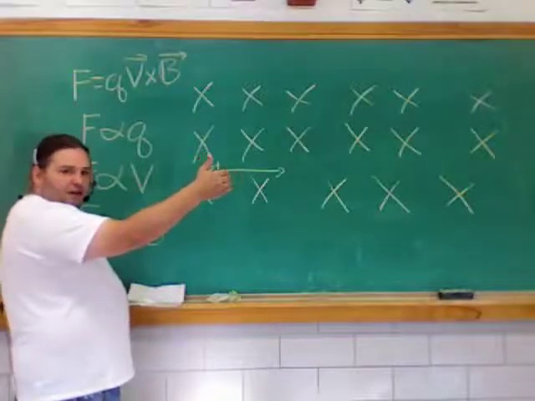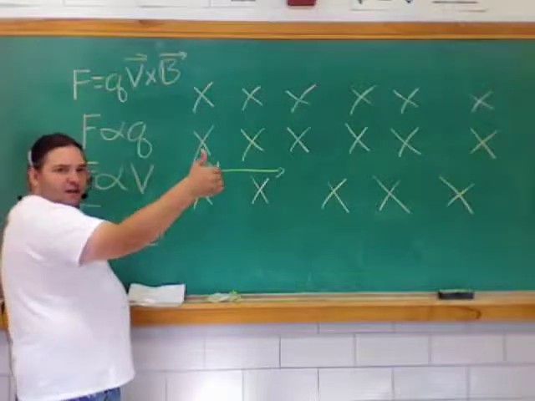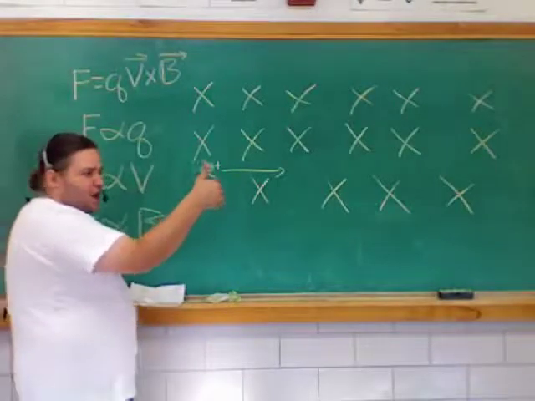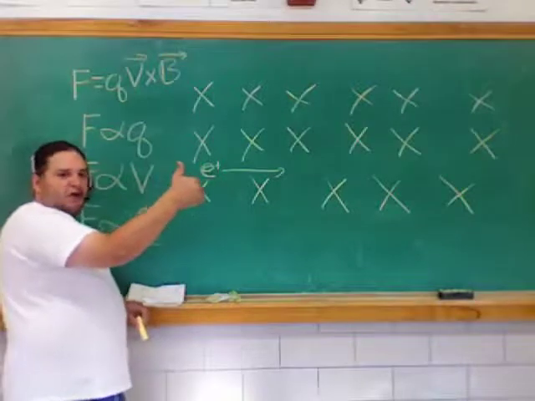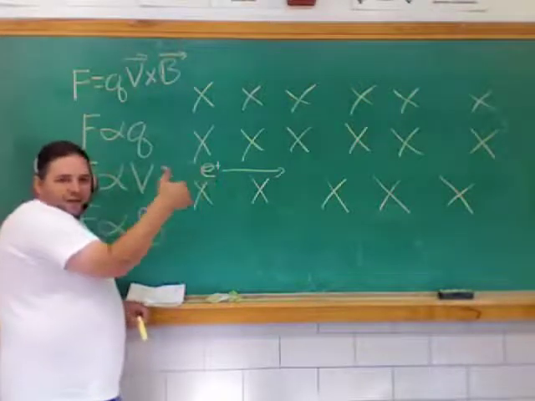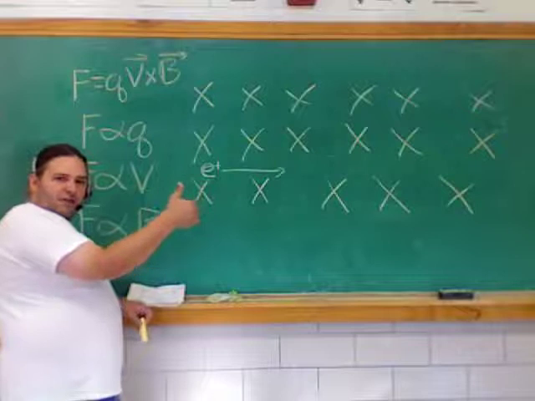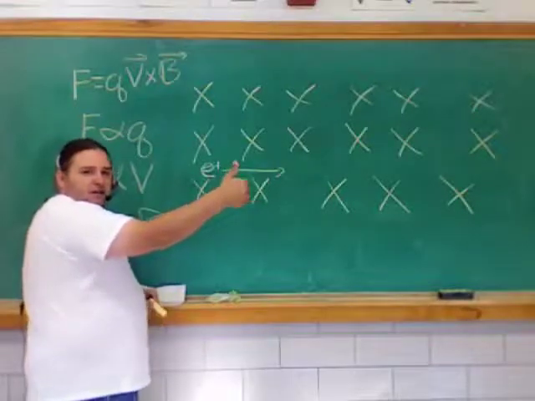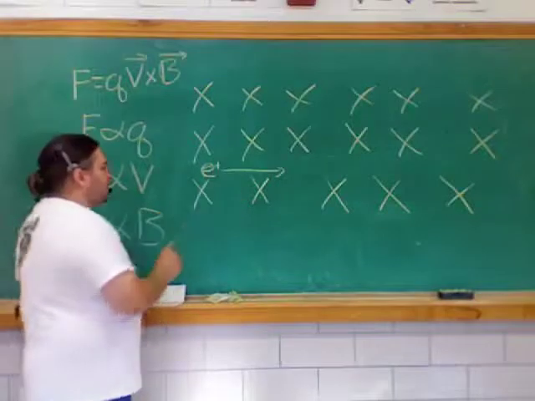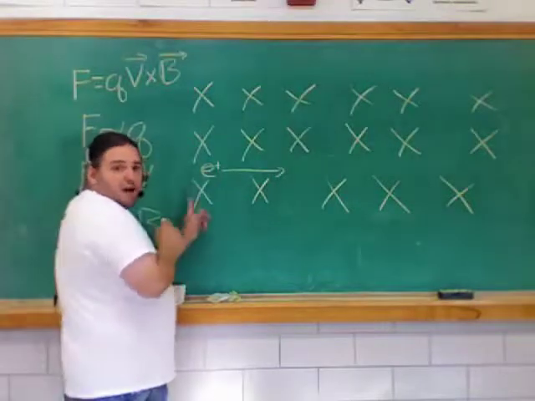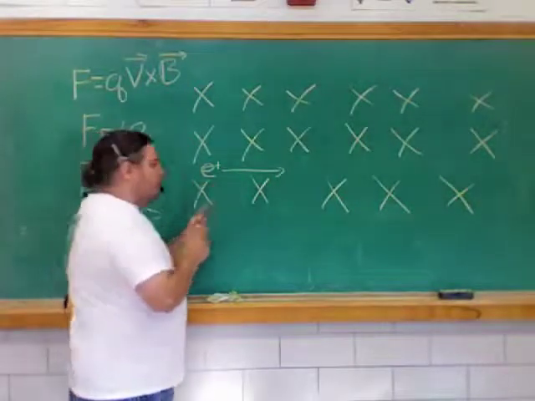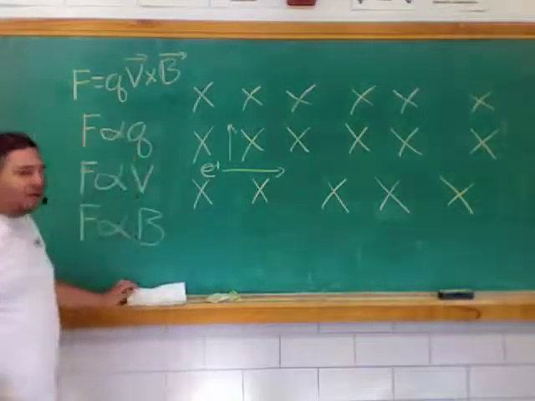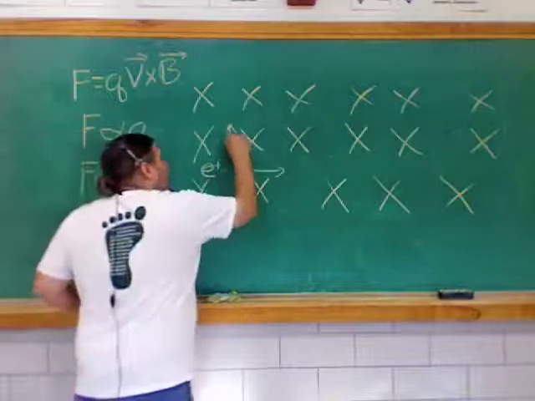So if I curl my fingers in the direction of the magnetic field, which is now pointing into the board, I leave my thumb hanging out here because I have a weird thumb, but it always seems to hang out there. That thumb is actually pointing in the direction of the force. Okay? QVB, direction of the force. The force on a positive charge, a positron, moving in this direction, is in that direction. It points up.